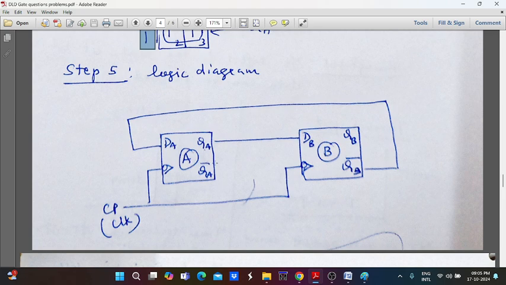In this case, two flip-flops can be taken and assigned as flip-flop A and flip-flop B. Both are D flip-flops. So the corresponding inputs are DA and DB and outputs are QA, QB, QA bar, QB bar. And both flip-flops have the same clock pulse, or synchronous clock pulse. So the clock pulses are joined together.